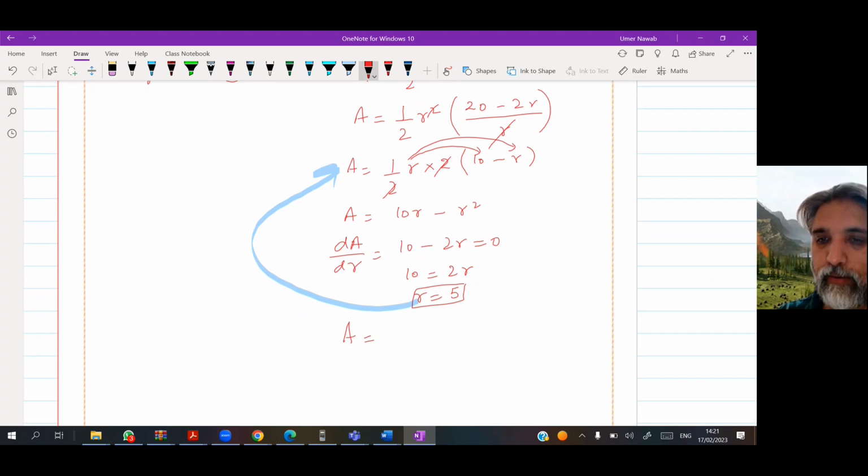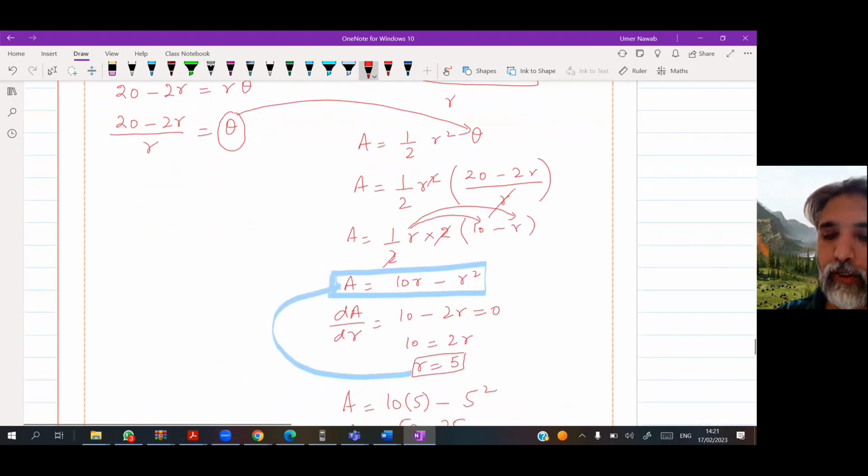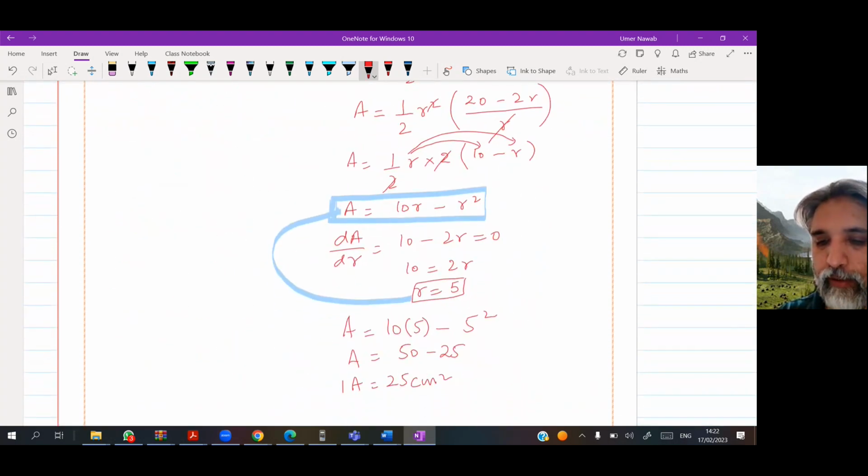So area is equal to half. I think 2 was cancelled already, no need to write it. Just write r, or why not, we can substitute it here. Okay, so r times 10 minus r, 5 times 10 minus 5 squared: 50 minus 25. So area comes to 25 centimeters squared. And that's all with it.